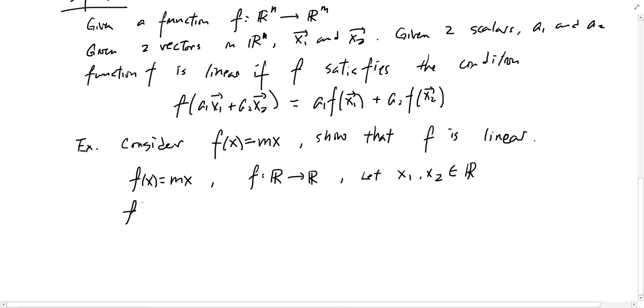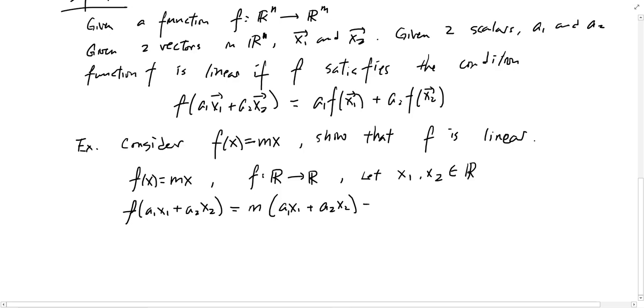So suppose I take f of a1 x1 plus a2 x2. In here, x1 and x2 are considered to be the input of the function, and a1, a2 are just two scalars. What's this equal to? Well, the function would take m and multiply by whatever input we have, a1 x1 plus a2 x2. So now it's a matter of figuring out what this would look like, and whether it would look like what's on the other side.